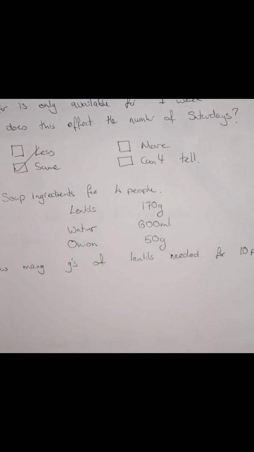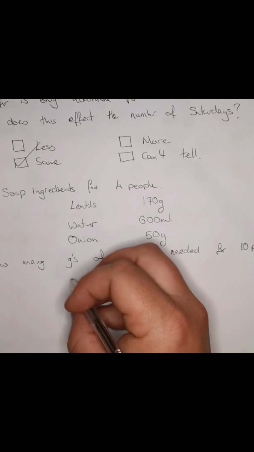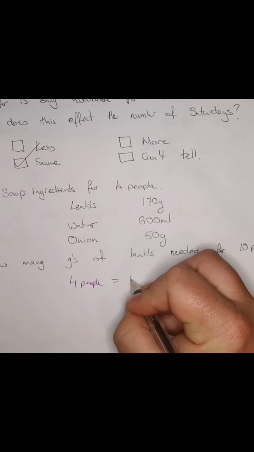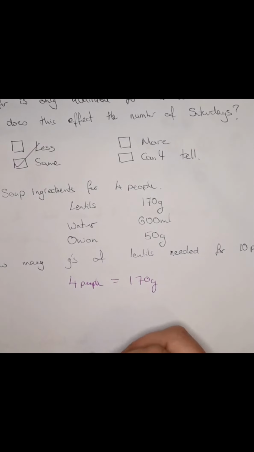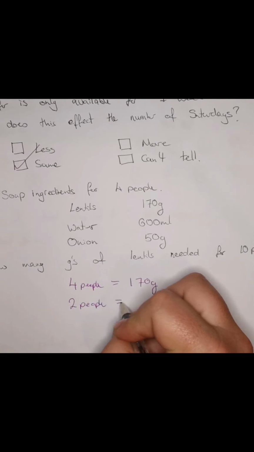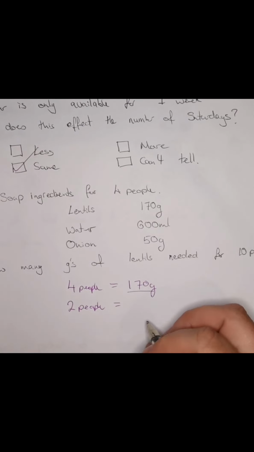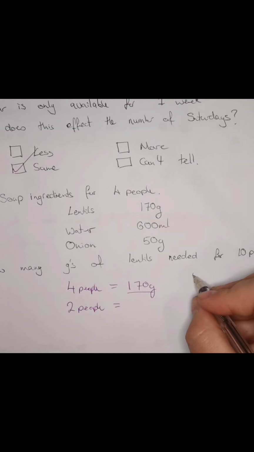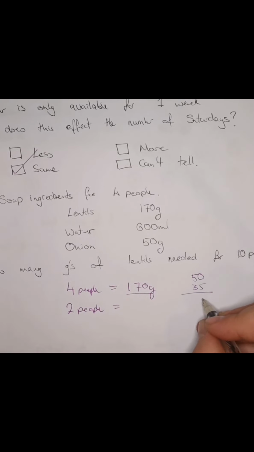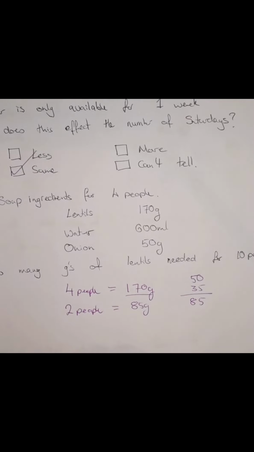Right, soup ingredients for 4 people. I've got them there. How many grams of lentils do I need for 10 people? Right, well, if 4 people is 170 grams of lentils, I'd be tempted to go for 2 people, because 4 doesn't go into 10 nicely, but 2 does. So let's have a little stop off at 2. So that's going to be half of 170. Half of 100 is 50. Half of 70 is 35. So I think that's 85 grams for 2 people.